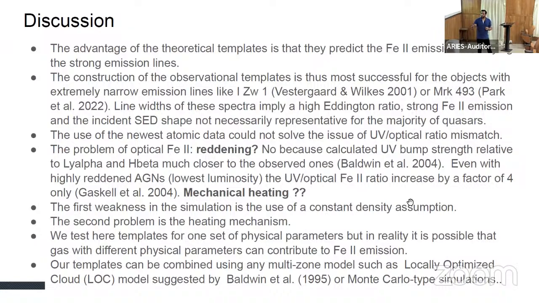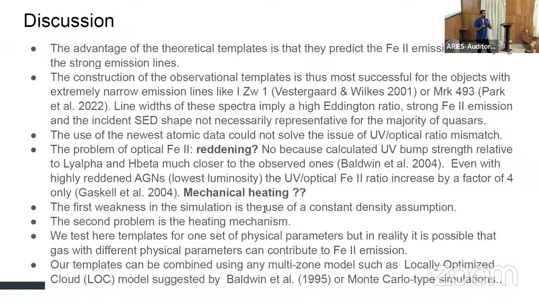Mechanical heating, we have studied this in our next paper. We found that this heating only affects low phi values. At high phi values, like around 20, it has not much effect. And so the first weakness in the standard photoionization calculation is that we are using constant density.